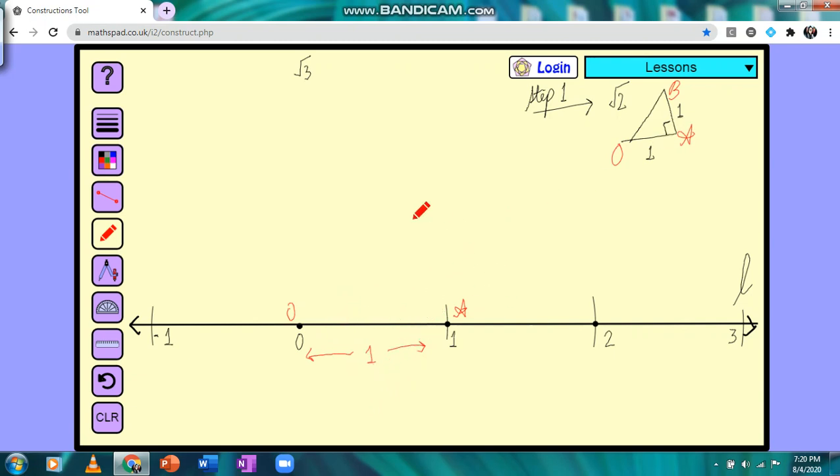I want a perpendicular at A. For that, I'm going to use a compass. Let's take a suitable radius for the construction of 90 degrees. Drawing the semicircle.